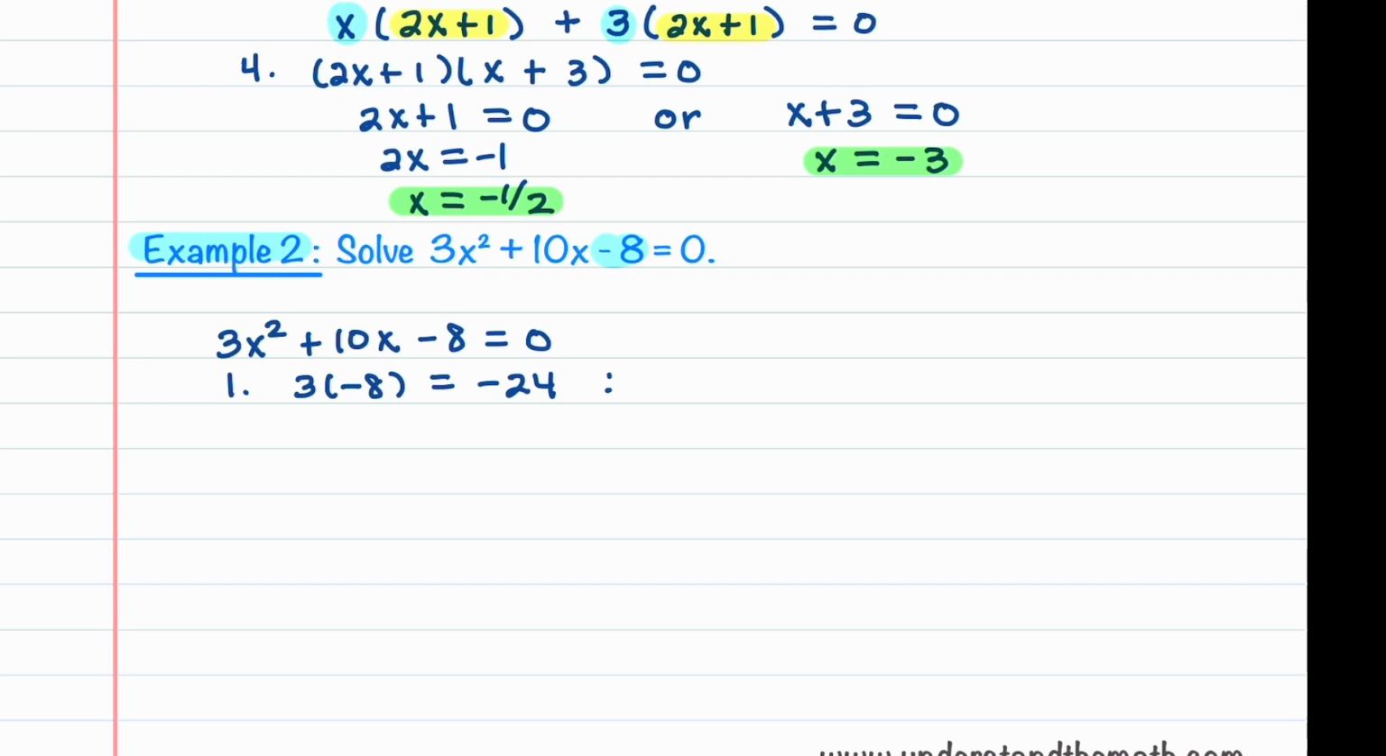Let's be systematic. Let's start with 1. So we have 1 and minus 24. And then over on the right, let's write down minus 1 and 24. And then we have 2 and minus 12. And then over on the right, we have minus 2 and 12.